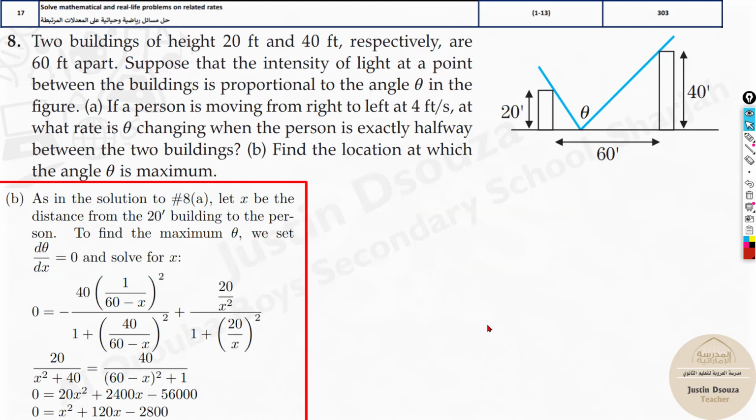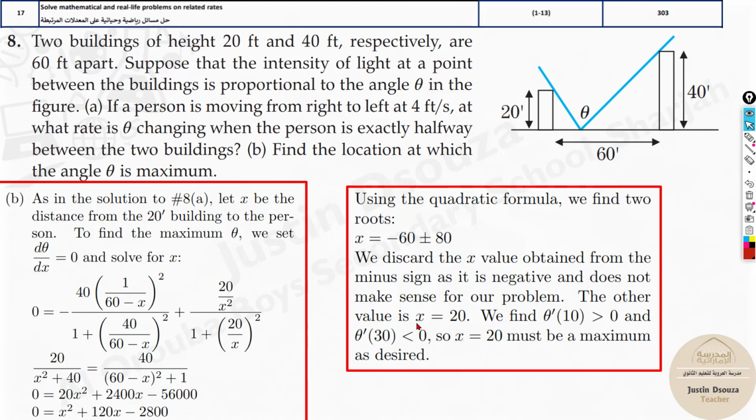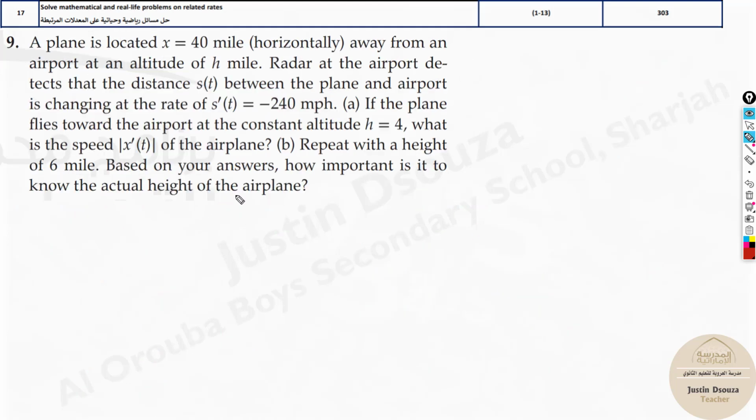And then over here, x was how much? At 20. So yeah, x is 20 when theta will be maximum. Now we have another problem. This is also a bit different, so I'll solve this out.